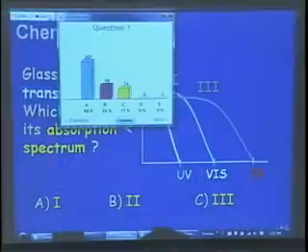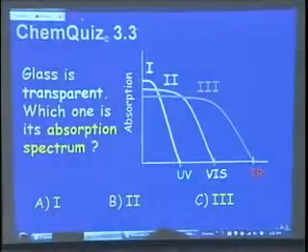Some say it's this one. Why don't you discuss this with each other and see if we can come to a more comprehensive, more unified answer, and look at this here.